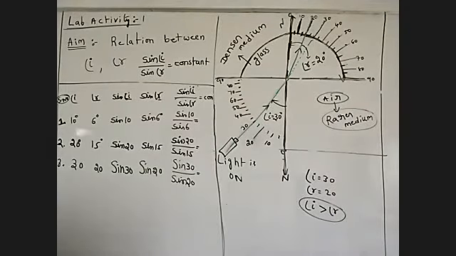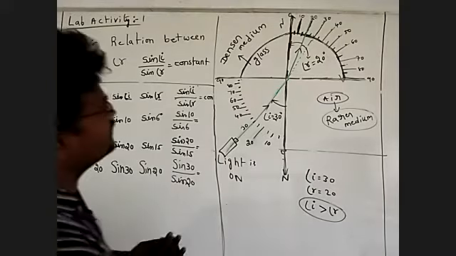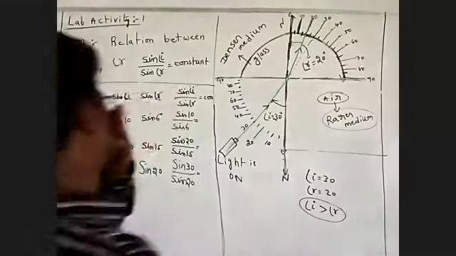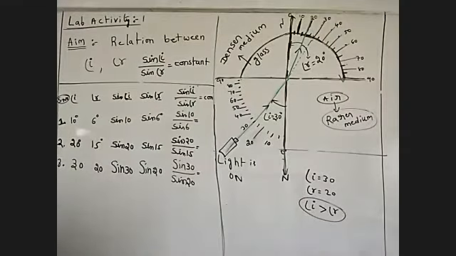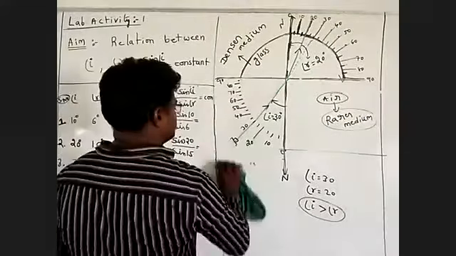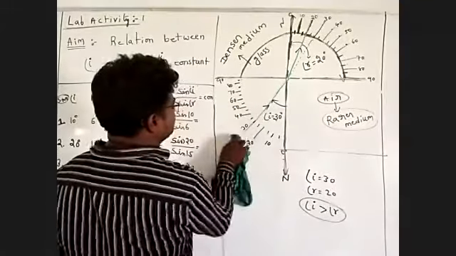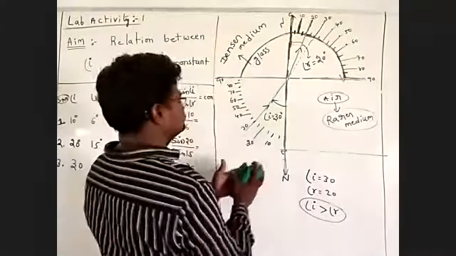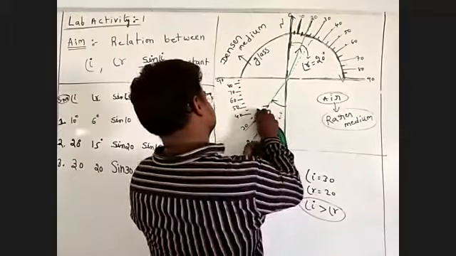Next, I'm going to another point. Now I'm taking 40 degrees. So light is on. Light is kept at 40 degrees.